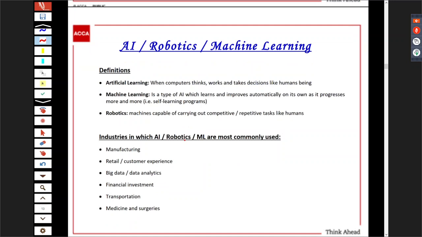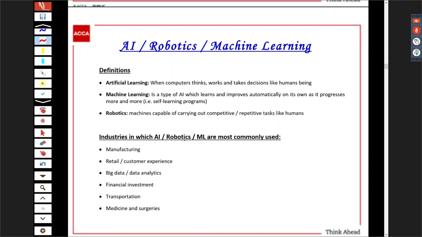Okay, so the first topic is called artificial intelligence, robotics, and machine learning. I want this to be an interactive session. I want you guys to participate. So do you know what is AI? AI or artificial intelligence are computers which think and behave like a human. They have artificial intelligence in them.